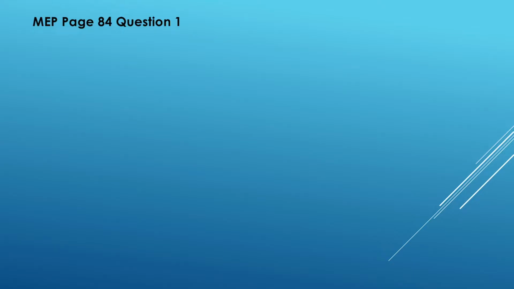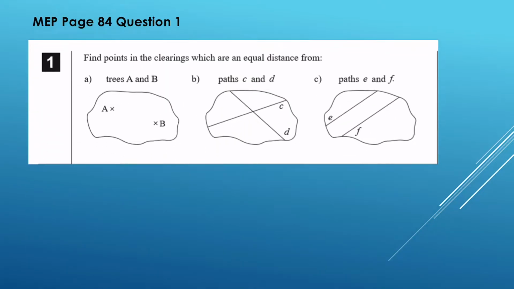Page 84, question 1. Question 1 on page 84 is asking you to find points in the clearings which are an equal distance from part A, trees A and B; part B, paths C and D; and part C, paths E and F.